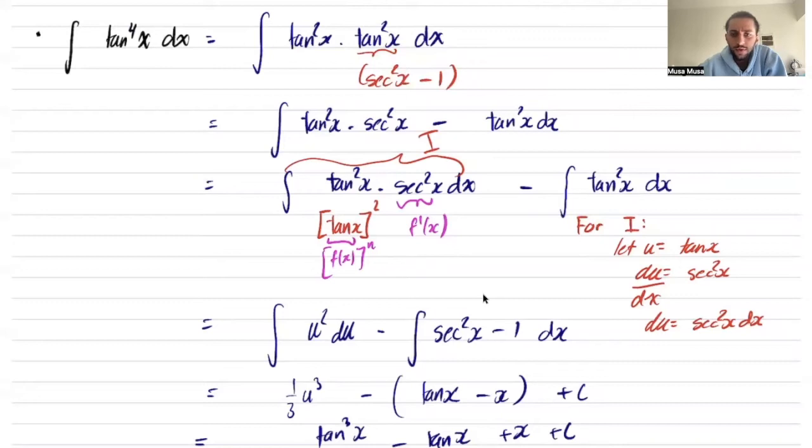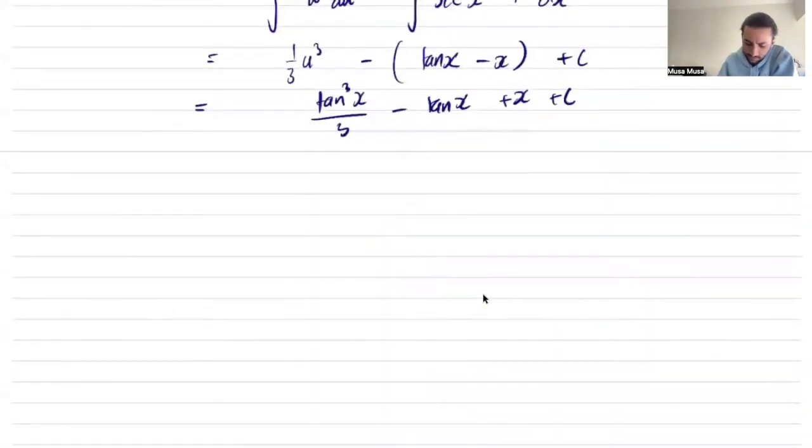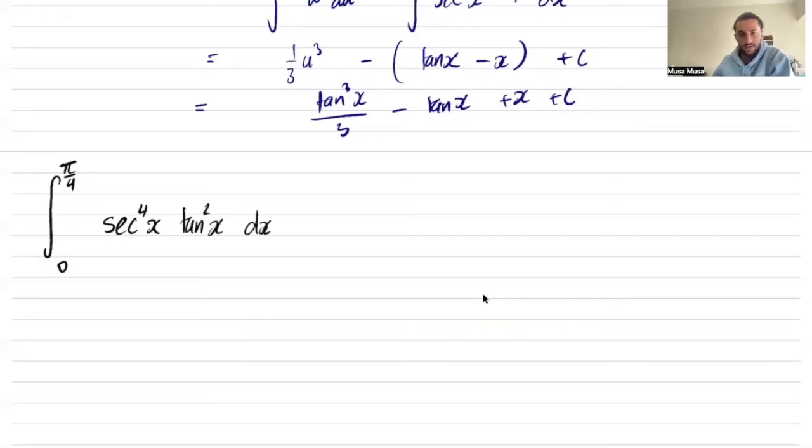What else can we do? I'm just showing you different questions. What if we had something like the integral from 0 to pi on 4 of sec to the power of 4 x tan squared x dx.